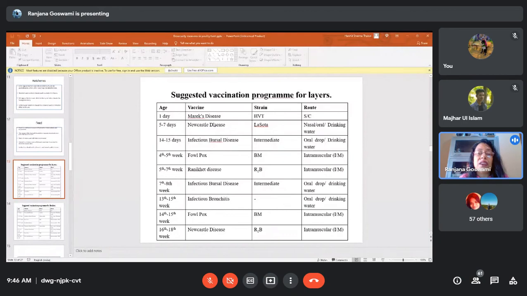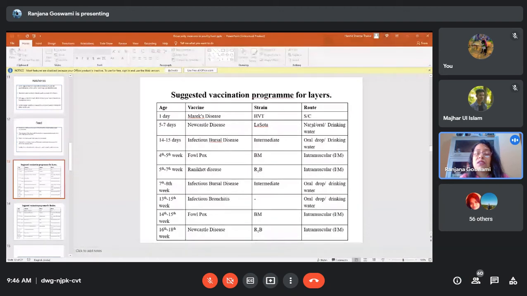So these are the viral diseases against which vaccination has to be done. For the layers, since you are going to keep the layers for 72 weeks or even 2 or 3 years, we have to go for a longer vaccination schedule. On day one, Marek's disease, herpes virus of turkey, which you give subcutaneously. At 5 to 7 days, it is the Newcastle disease, Ranikhet.